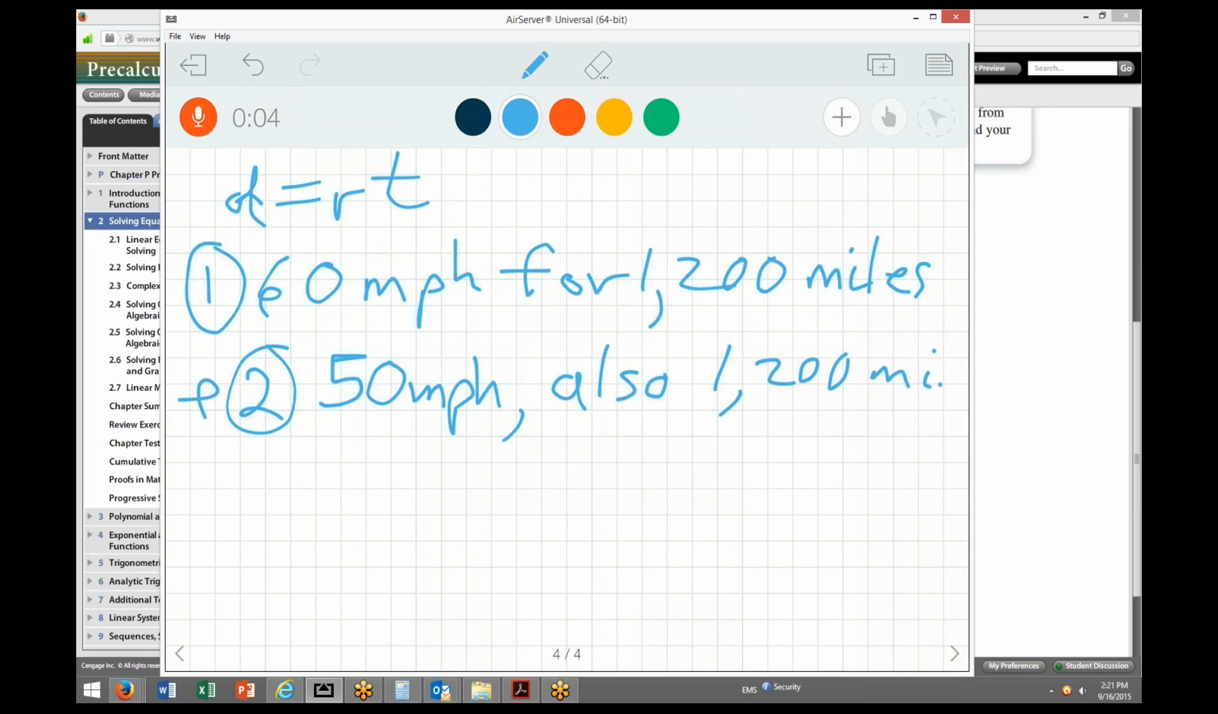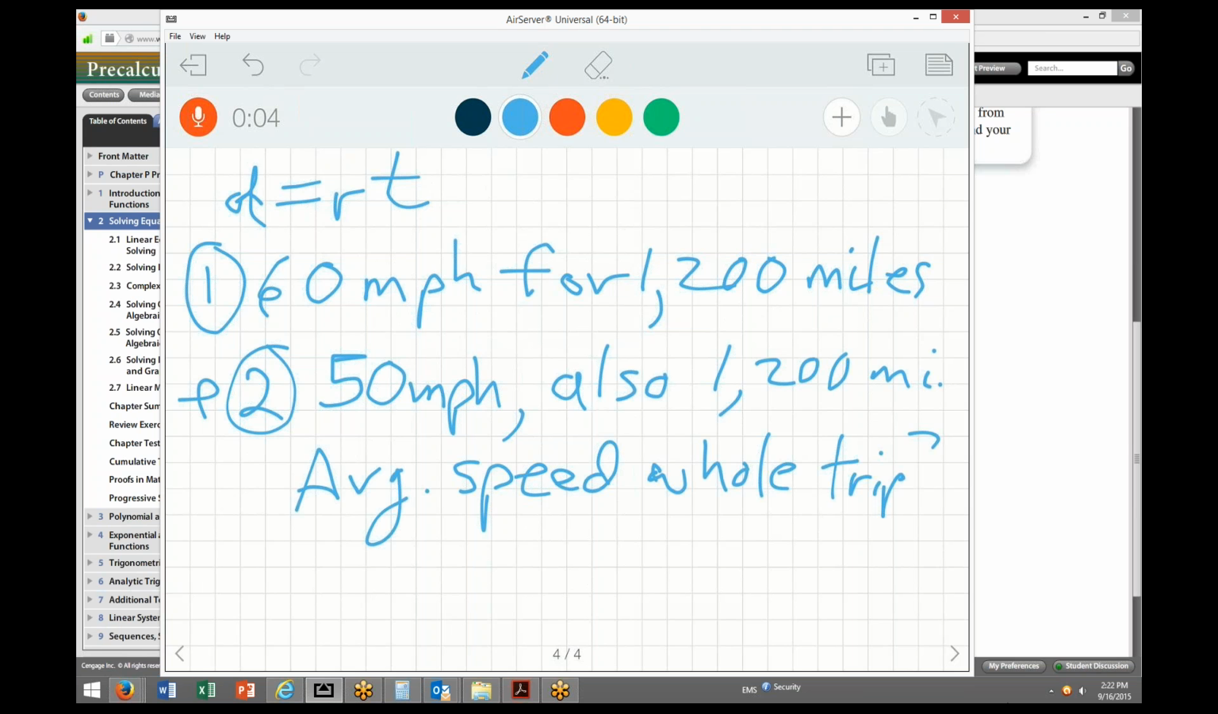And the question is, what's the average speed for the whole trip? And at first glance, most of us would probably think, well, he drove 60 miles an hour all the way out there, and the exact same distance, he drove 50 miles an hour coming back, so you just average 60 and 50, and it's 55. And I want to tell you real quick, right off here, that's not the answer. The answer is not 55.